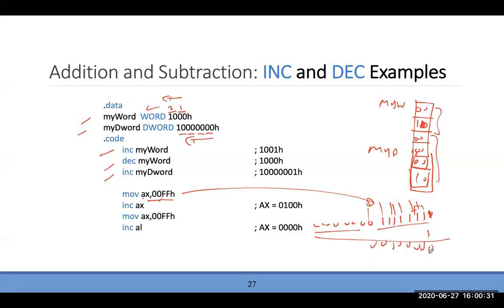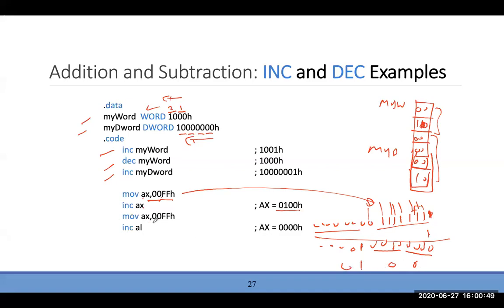Adding 1 to each bit, the carry propagates, and now we have a 1 in here and the rest are zeros. That's why you see 00, that's 01, 0 is number 2, and this is 1, and this is 0. So you find 0100.